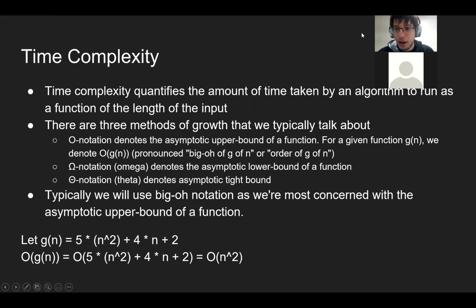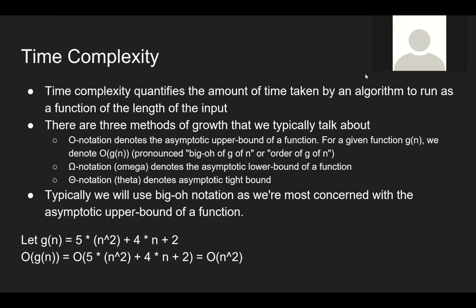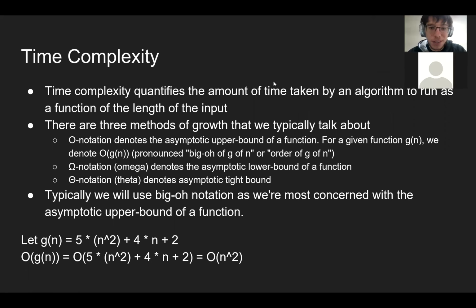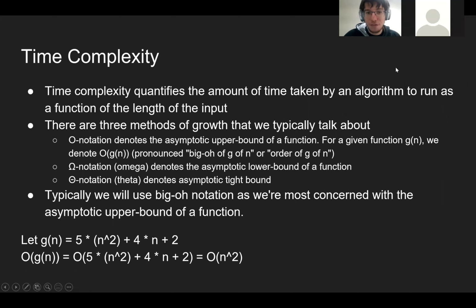So the first thing we're talking about is time complexity. It's a way of seeing how long an algorithm is going to take as a function of the length of the input. We can use 3 different methods of growth: big O notation, big omega notation, and big theta. There's also small notation, but we don't really use it. Big O notation is probably the one you'll see most commonly. It denotes the asymptotic upper bound. Big omega notation is the asymptotic lower bound, and big theta notation is a tight bound on it.